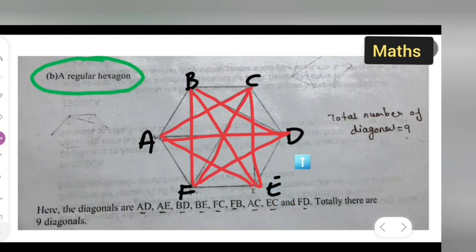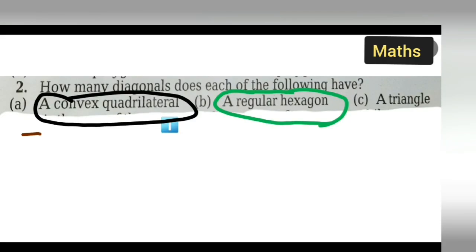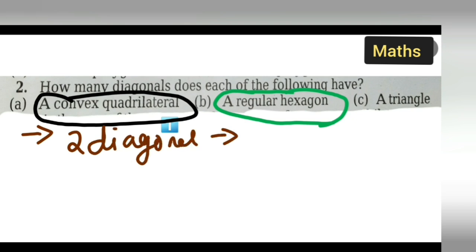Then we have F and D. F and D here. Total there are 9 diagonals. So the total number of diagonals is 9 in this. A regular hexagon has 9 diagonals. Okay. The answer for this one is 2 diagonals. And here it will be a total of 9 diagonals.